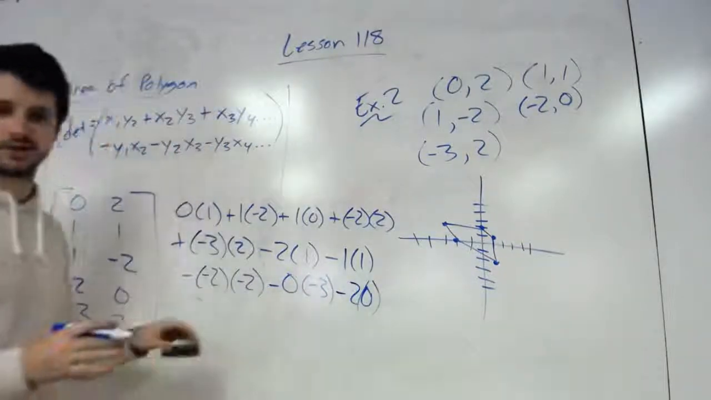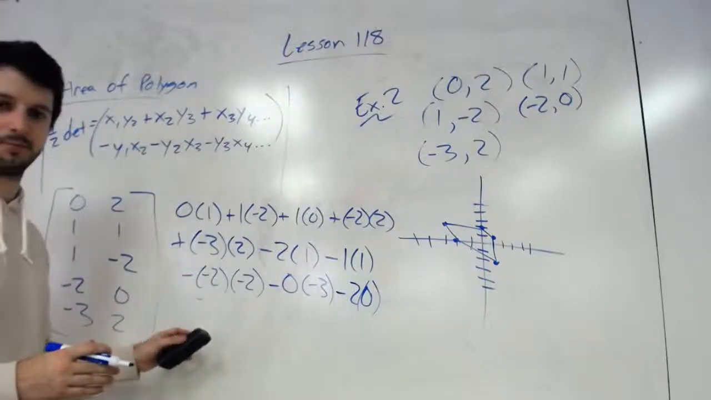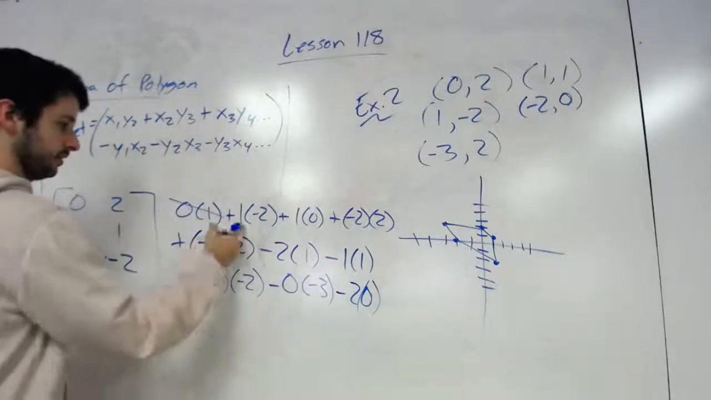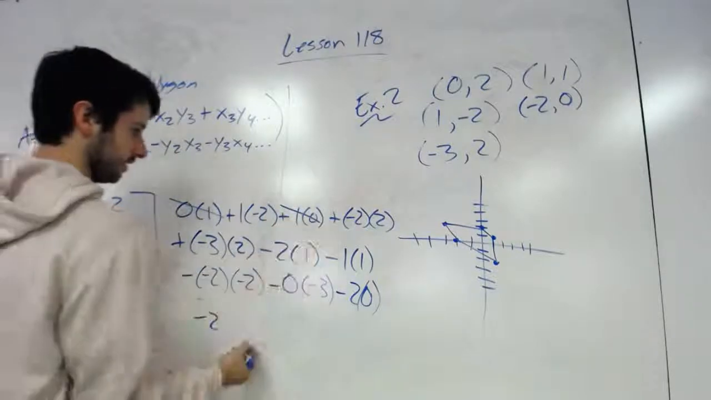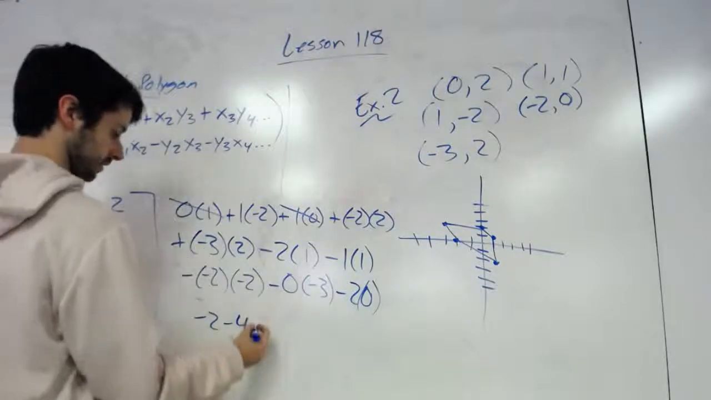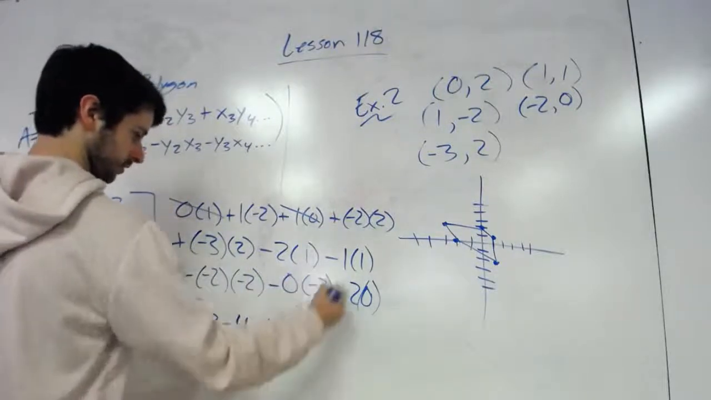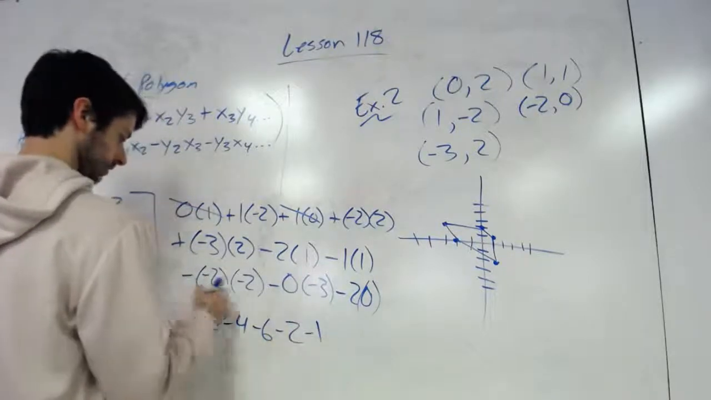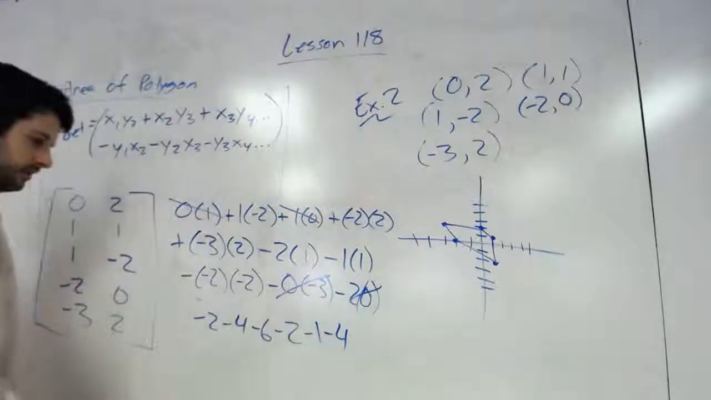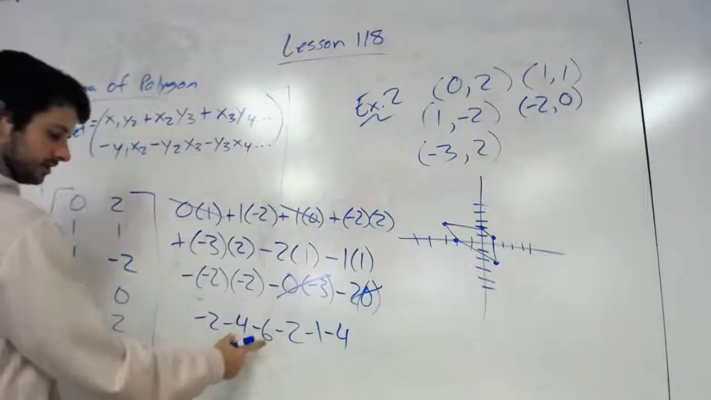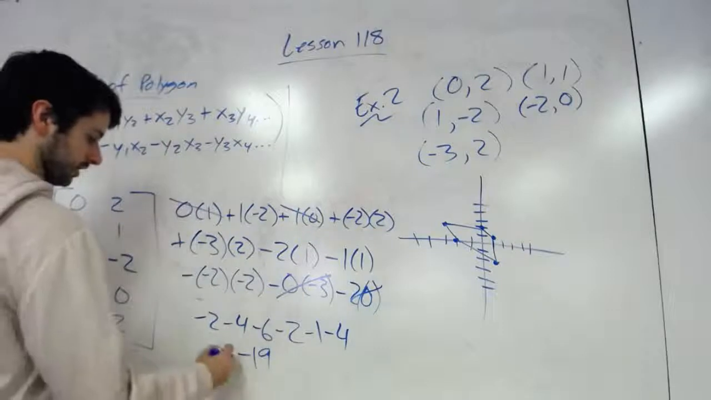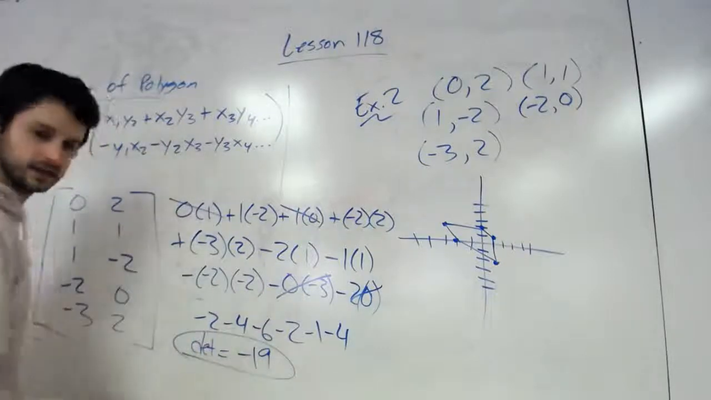Okay, so I know this looks like a lot, but the math is really simple if you just understand this part of it. So once I start solving, I get 0, that's a negative 2, plus 0, that'd be a negative 4, minus 6, minus 2, minus 1, there's 3 negatives, so minus 4, those cancel. So negative 2 minus 4, negative 6, negative 12, negative 14, negative 15, negative 19. So my determinant is negative 19. That's not my area.